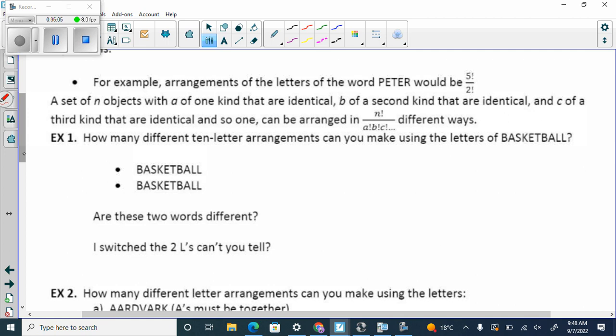Here's basketball. Are these two words different? You're like, no. Well, I'm a magician, and I swapped the L's. When I was typing these, I erased and then swapped the L's and retyped it. I did not, but let's pretend I did. Do they look any different? No, because the L's are exactly the same, right?